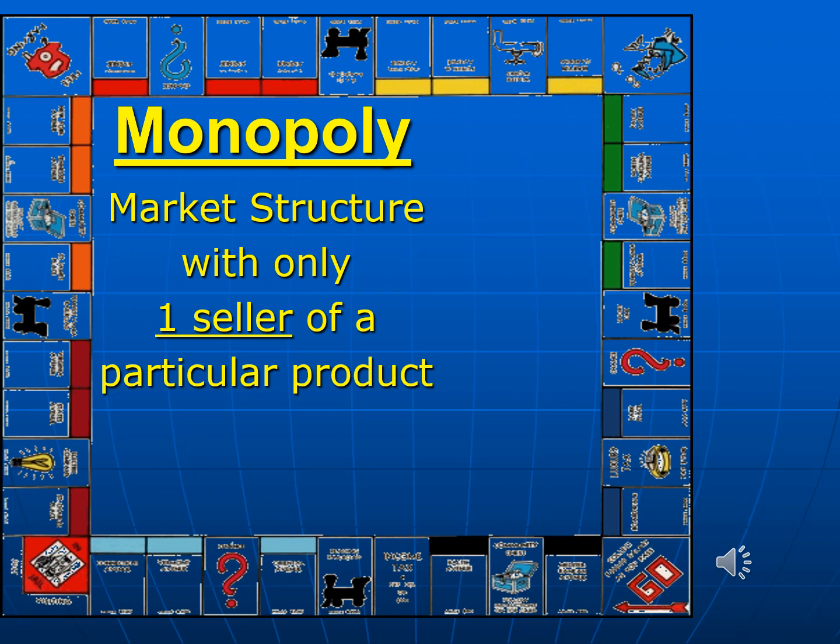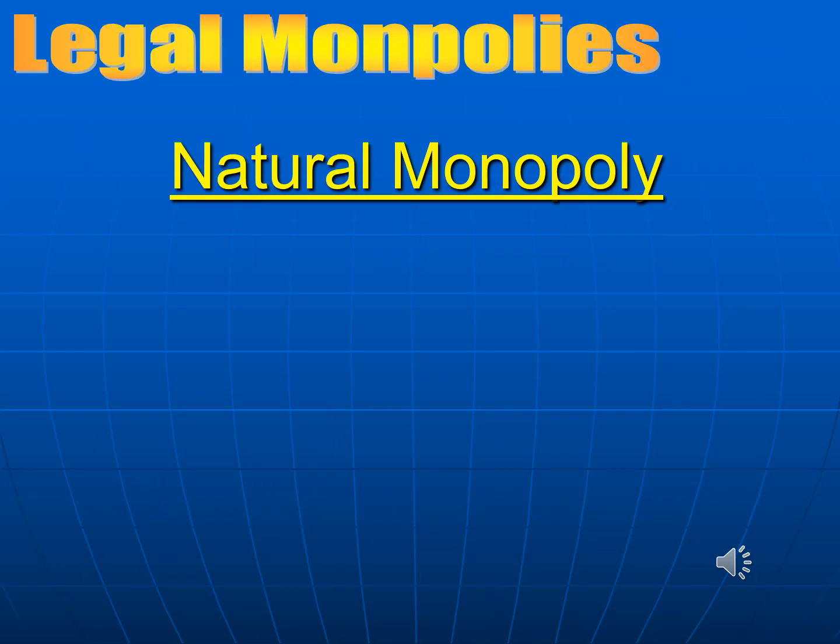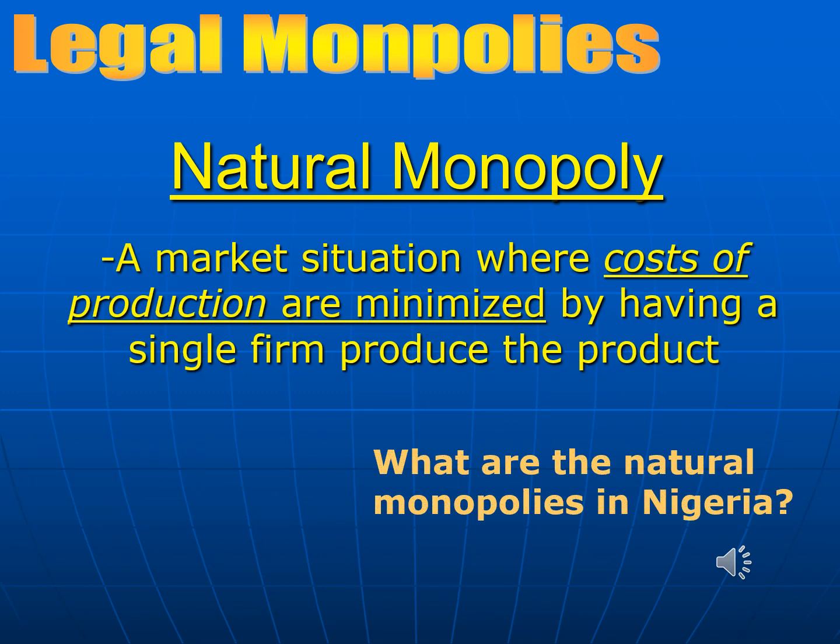Lastly, we have what we call monopoly. Now, monopoly is a situation where there is just one seller of a particular product. There's just one seller. Now, under monopoly, we have what we call legal monopolies. Under legal monopolies, we have things like natural monopoly. Natural monopoly is a market situation where the cost of products is minimized by having a single firm produce the product.